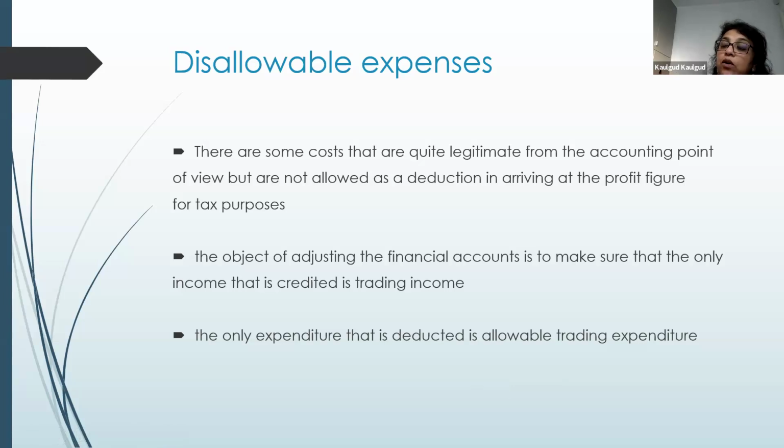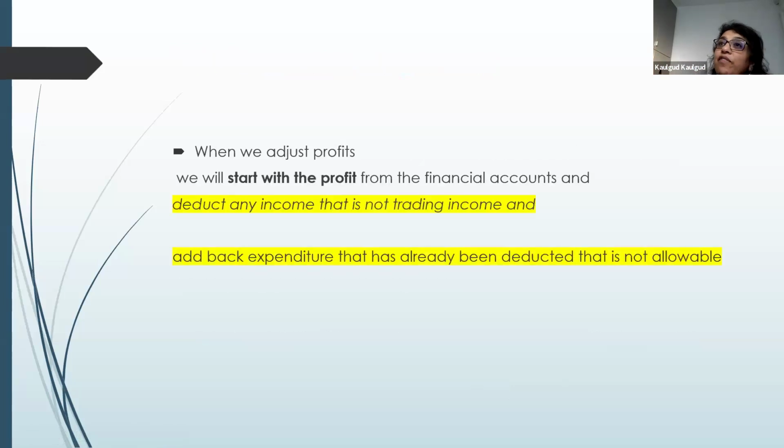The whole objective of this topic is that we don't include anything which is non-trading. We want to get rid of those, but we can't just remove them from the accounts. There has to be a statement that is prepared, and that is how we show it in detail. So how do we adjust? When we adjust the profits, we start with the profit from the financial accounts and deduct any income that is non-trading, and add back expenditure that has already been deducted that is not allowable.